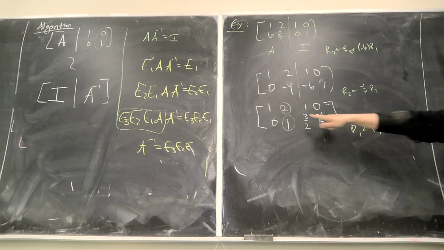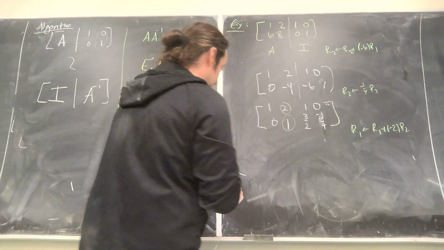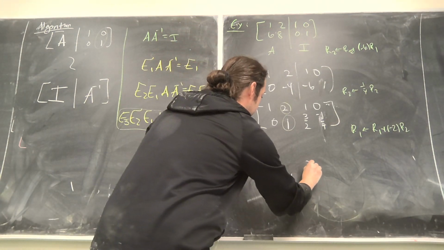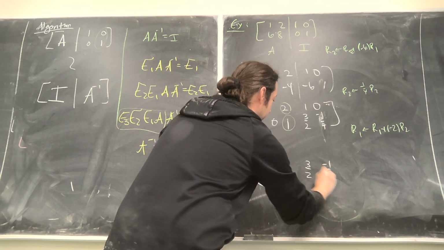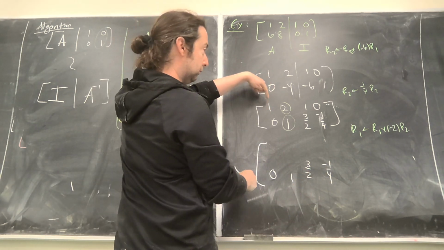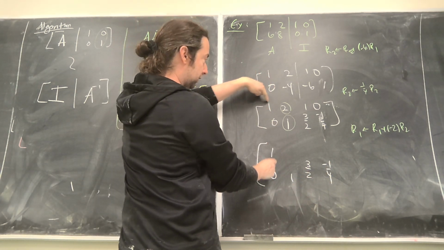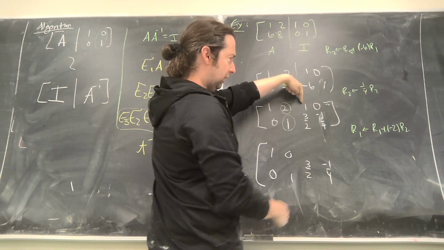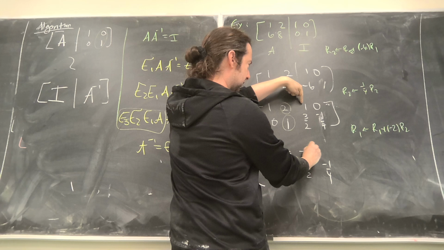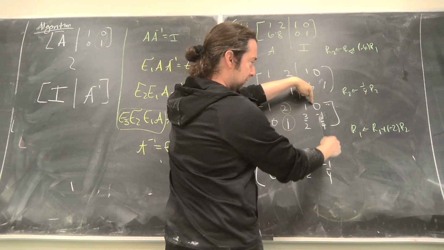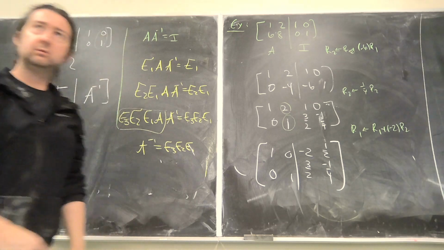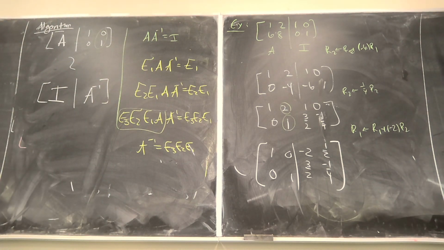To get rid of that 2 right there. And I think you end up with, let's see, 0, 1, 3 halves, negative 1/4. Row 1 plus negative 2 row 2, that's a 1. 2 times negative 2, 2 plus negative 2 is 0. 1 plus negative 3 is minus 2. And 0 plus a half is a half. We get the same answer.